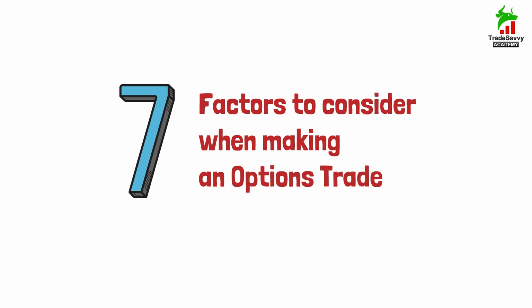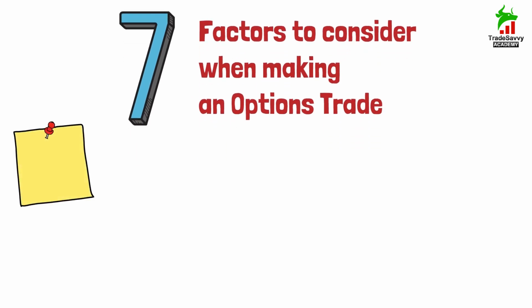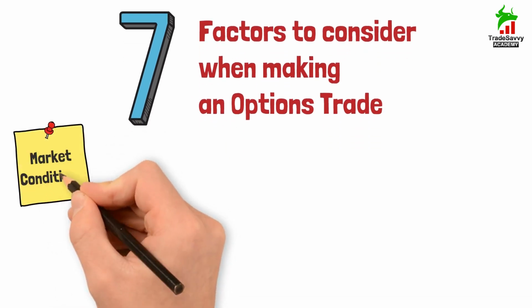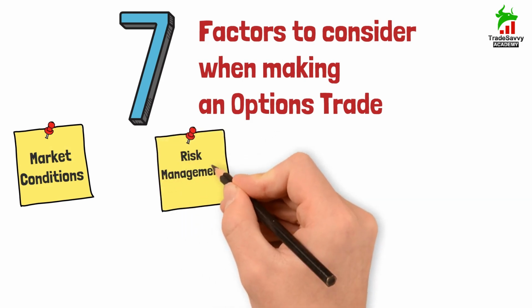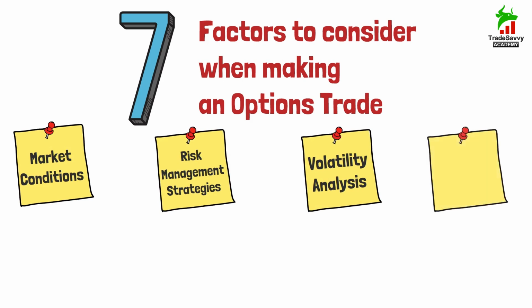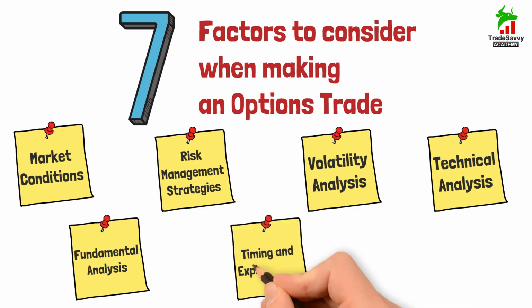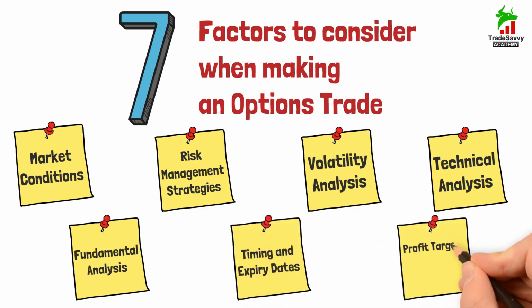In this video, we'll explore 7 important factors to consider when making an options trade. These factors include number 1, market conditions, number 2, risk management strategies, number 3, volatility analysis, number 4, technical analysis, number 5, fundamental analysis, number 6, timing and expiry dates, number 7, profit targets and exit strategies.